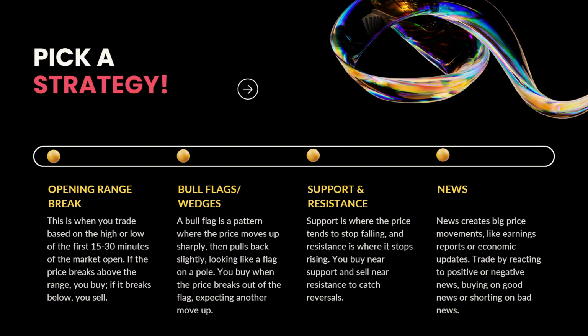And of course, news, my favorite way to trade because no strategy, no price action, or no pattern will beat news. If something bad happens in the market or in the economy, stock will go down. If something good happens, it will go up. News-based trading is the best way to trade because the stock moves based on news. News creates big price movements like earnings reports or economic updates. Trade by reacting to positive or negative news, buying on good, and shorting on bad.